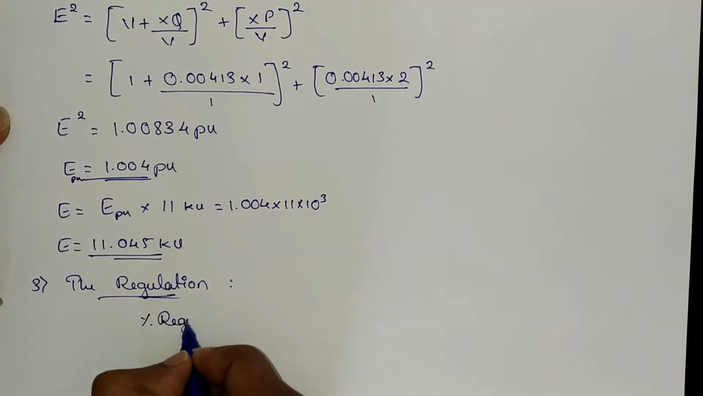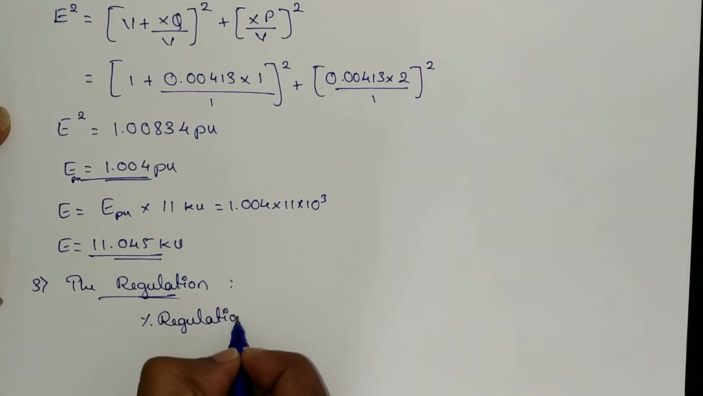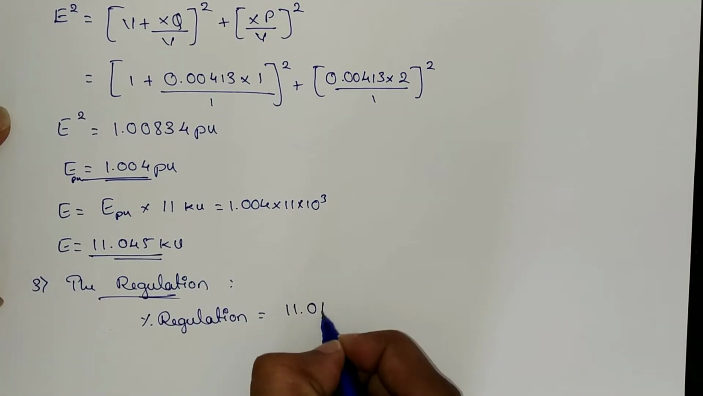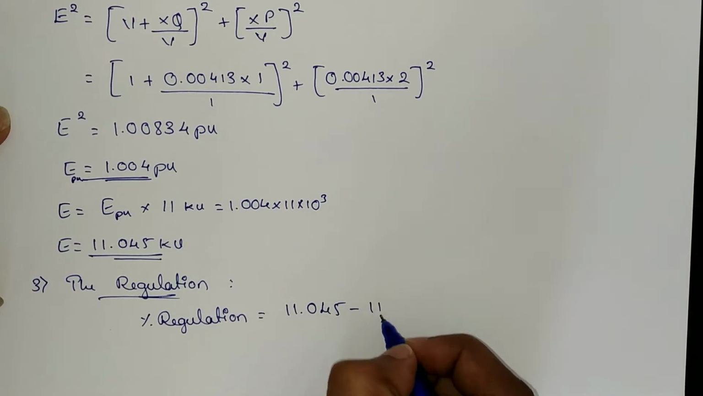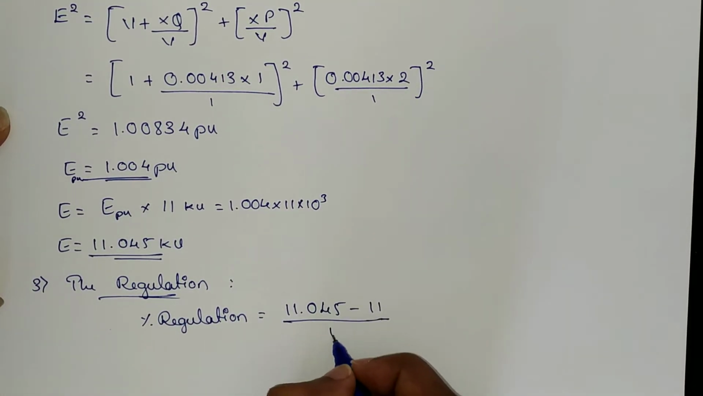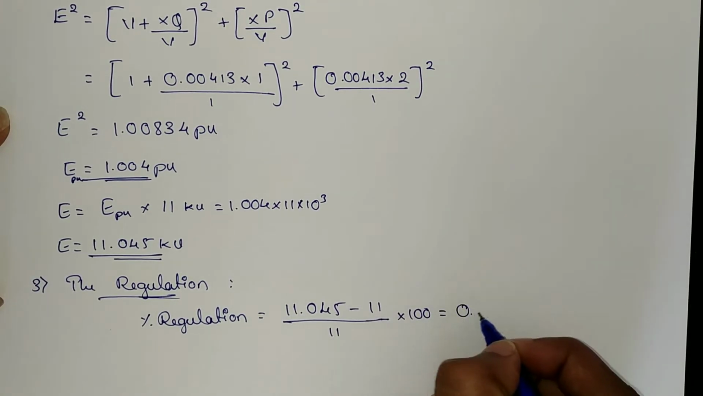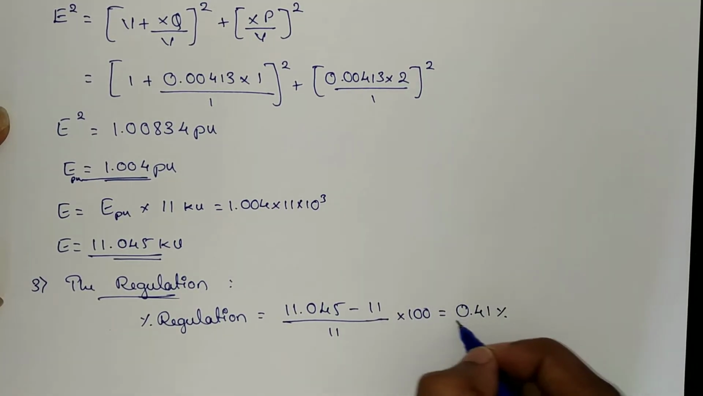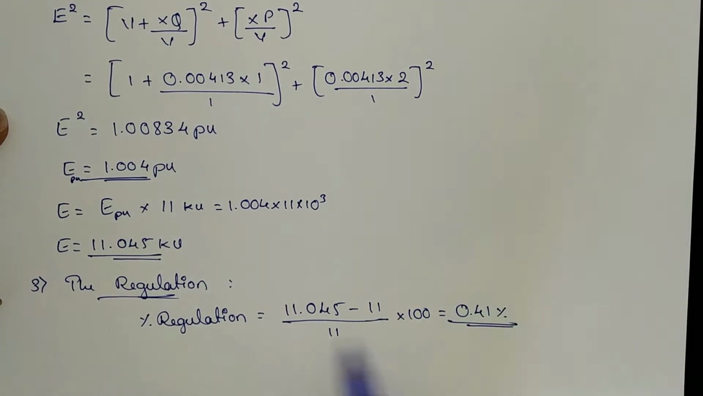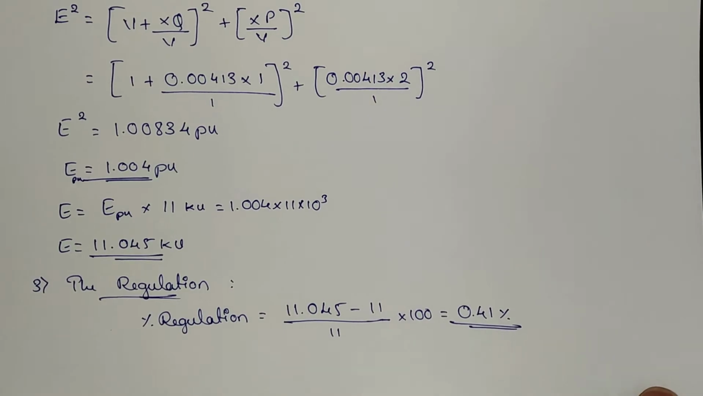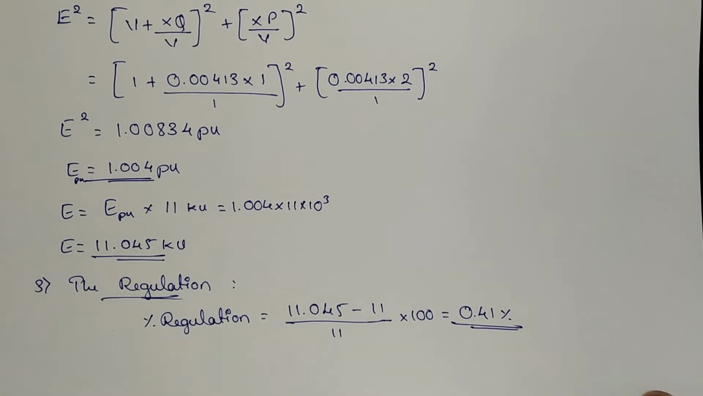Percentage regulation is equal to sending end voltage, that is 11.045, minus receiving end voltage, divided by receiving end voltage, into 100, which is equal to 0.41%. Percentage regulation is 0.41%, which means the voltage regulation is very good.